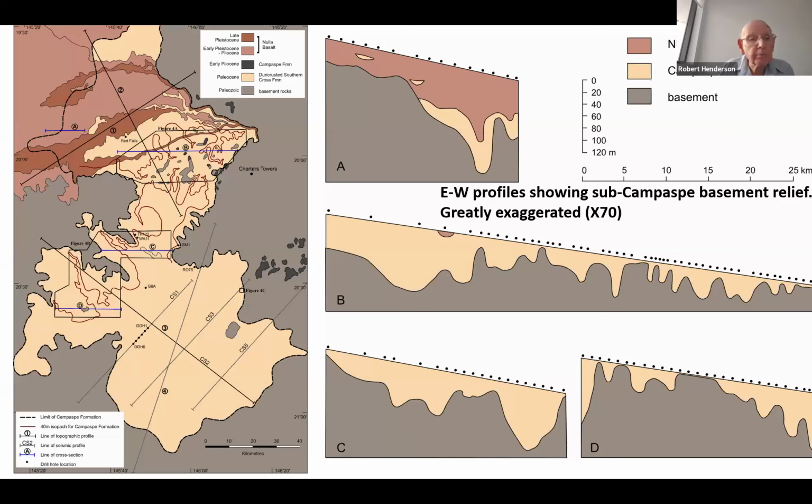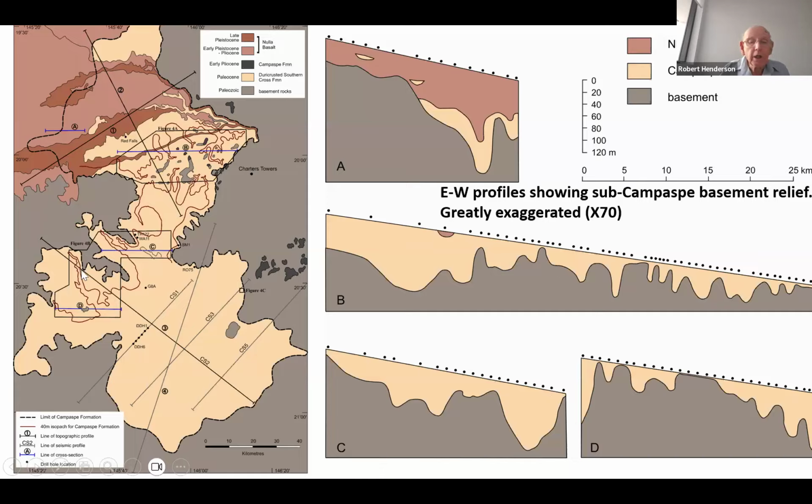So we can just look at some profiles up here in the north and down here in the south across the Campaspe. They're east-west profiles, and you can see up in the north, here's the Nulla basalt, and here's the Campaspe underneath. Here's the bedrock, Paleozoic bedrock. A bit further south, same thing, a bit of Nulla, bedrock, Campaspe, and two more further south.